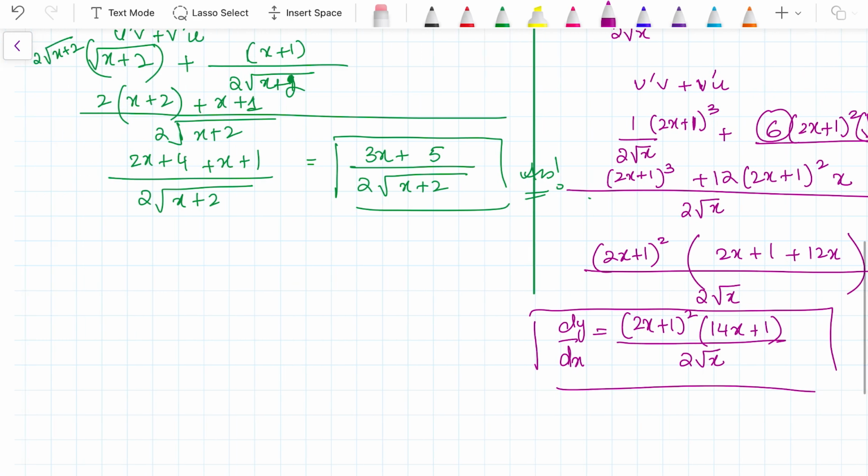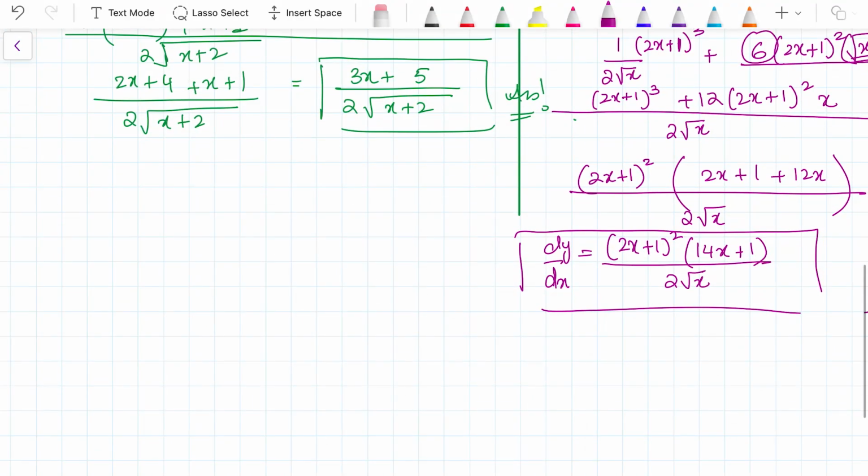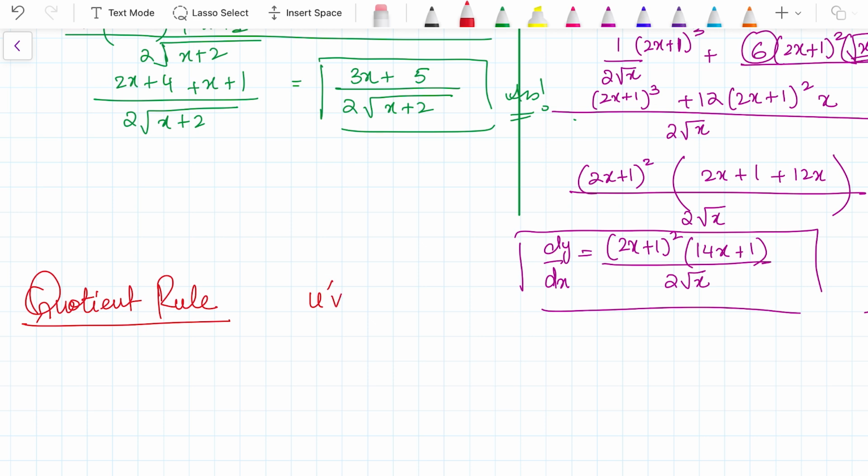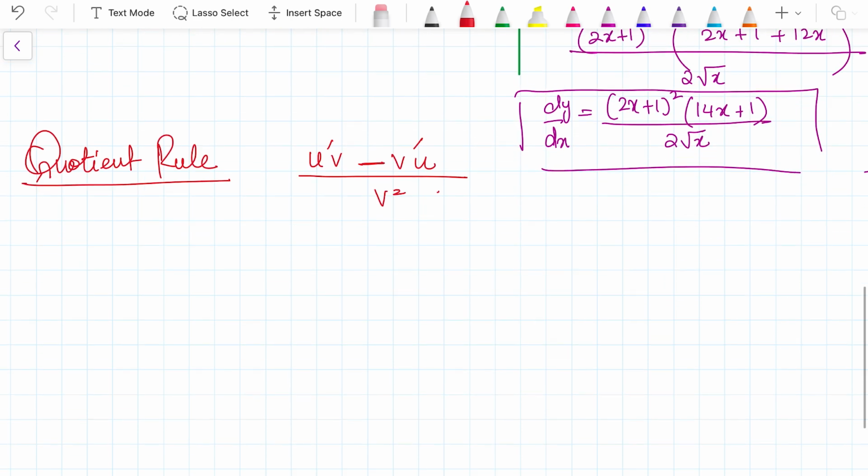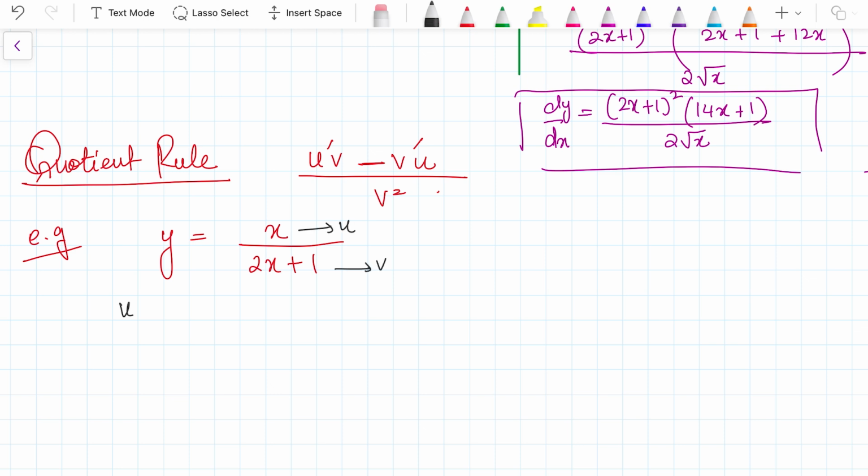Okay. Now let's move on to the quotient rule. What is quotient rule? Quotient rule is used when they are in division form. And what is the formula? U bar v minus v bar u upon v square. Now let's take an example question. For example, you have x upon 2x plus 1. So I can take the numerator as u and the denominator as v. Remember, I write u equals x, v equals 2x plus 1.